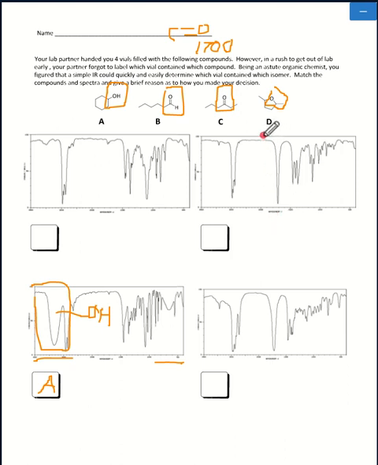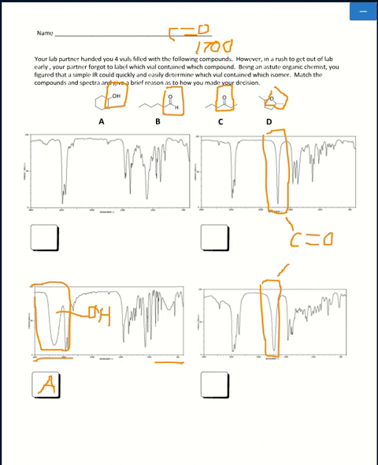So this IR spectrum in the top right has a sharp peak around 1700, and the bottom right spectrum also has a peak that's very narrow and very deep around 1700. Therefore, these two are both indicative of a C double bond O in the molecule.